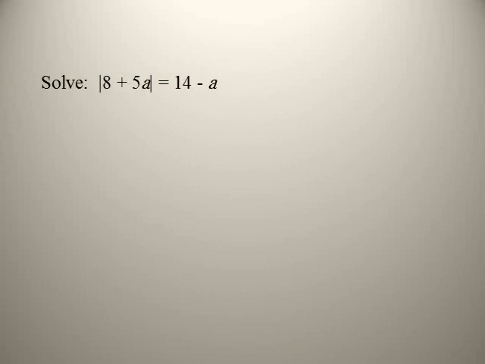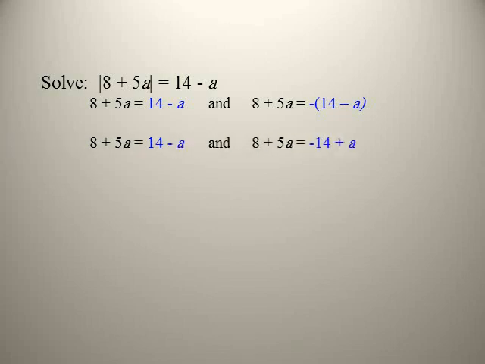Absolute value of 8 plus 5a equals 14 minus a. First, inside the absolute value may be the positive value or the negative value. So 8 plus 5a may equal 14 minus a, or negative bracket 14 minus a. Solve the two equations. The first one is 8 plus 5a equals 14 minus a, and the second one is 8 plus 5a equals negative 14 plus a. Then find the value of a.